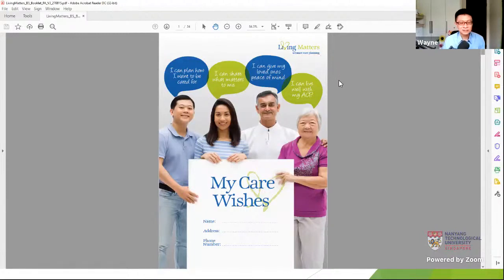Right. What is advanced care planning? It's essentially planning for our own aging. That means actually anybody could do this. You don't have to wait until you're of that age. Right? If you do it right now, if you start writing this, and obviously this will change along the way, your care wishes, right? Your caregivers at that point will understand you much better.